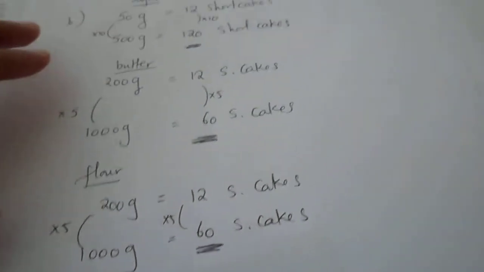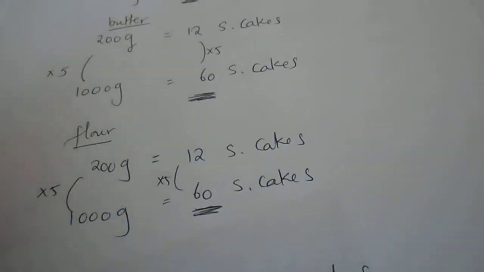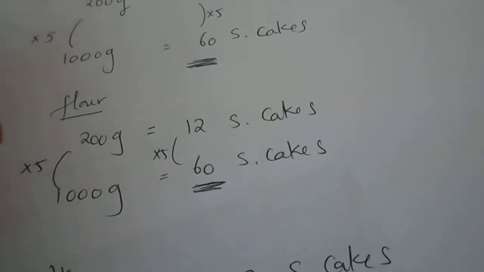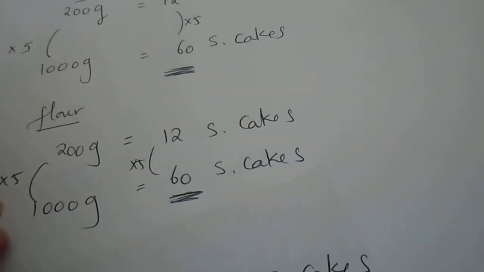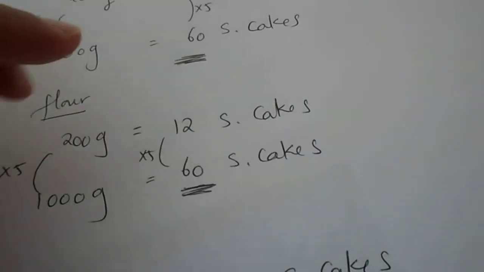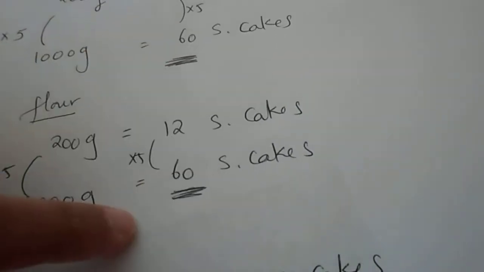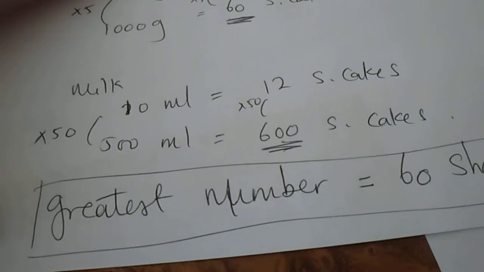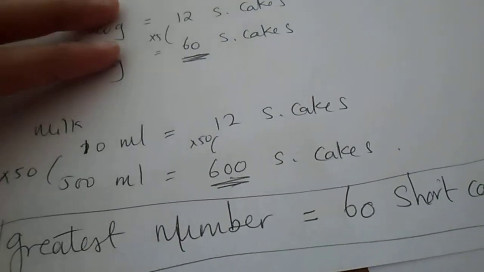So clearly the greatest number of shortcakes, given the amount of sugar, butter, flour and milk that he has, obviously the greatest amount of shortcakes that he'll be able to make is 60 shortcakes. So this is the answer to your question.